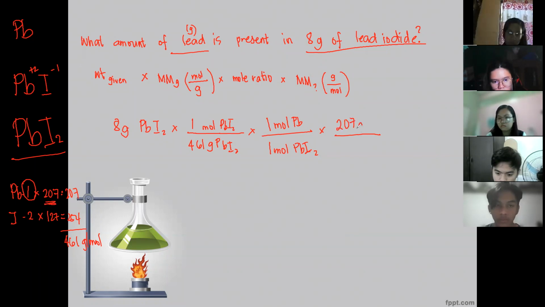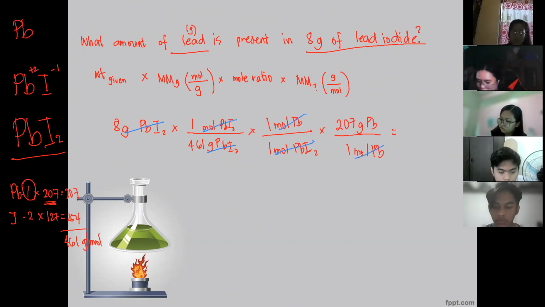It's 207 grams of lead sa isang mole. So, pwede na natin i-cancel yung mga units natin. Parehas silang grams of the lead iodide. Nasa taas ang isa, nasa baba. So, pwede siyang i-cancel. The same thing with this one and with this one. So, ang maiiwan is grams of your lead.